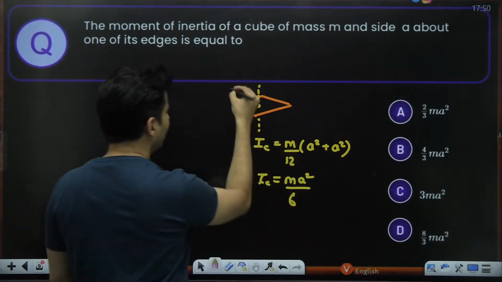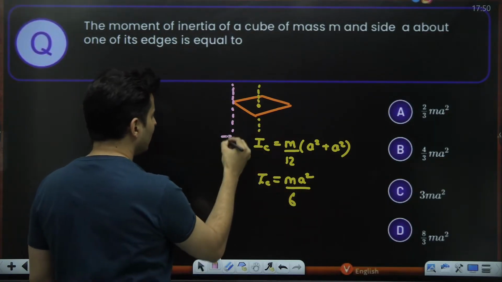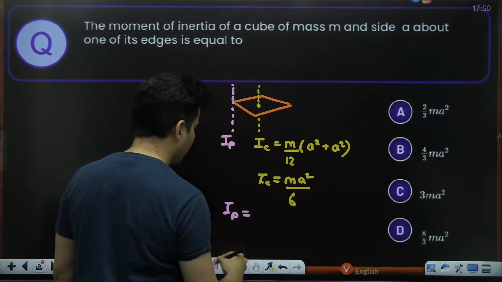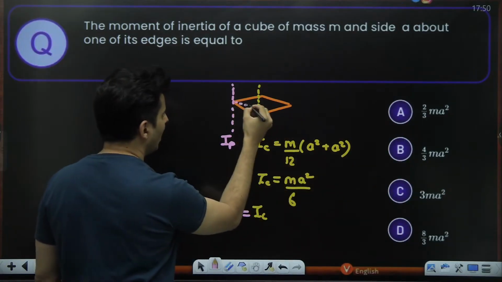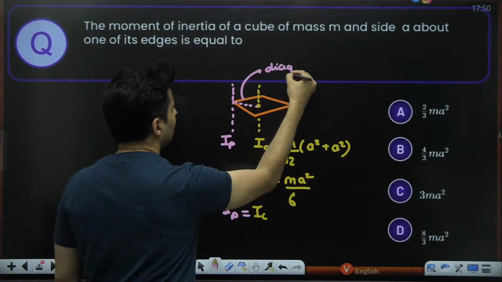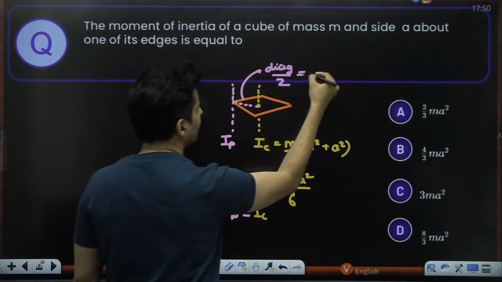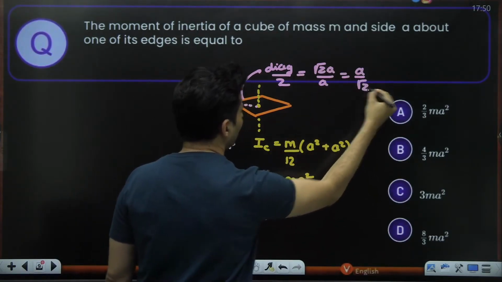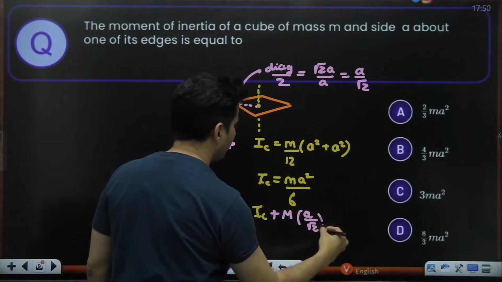Now, how about finding the moment of inertia about this particular axis? I'll tell you why we are doing it in a bit. Let's say I call it IP. IP will be nothing but this IC plus you are shifting it by some amount. How much is that distance? Well, it is nothing but the diagonal length divided by 2, because the whole diagonal will be this much. It is exactly half of that. Diagonal will be root 2 times a. So technically it is a by root 2. So it will be plus m into the shift square, which is a by root 2 square.